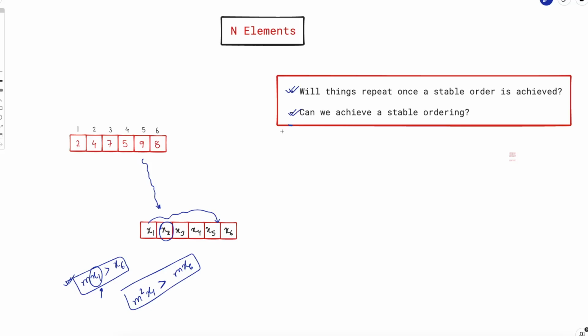Now the final question: how many operations will it take to reach a stable order?